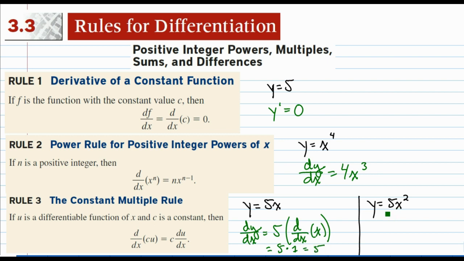Or maybe a better example for that would be over here. y equals 5x squared. I'll take y prime equals, we'll put the coefficient on the outside, 5, and then times the derivative of x squared. And from the exponent rule, the power rule, we'll say that the derivative of x squared is 2x to the first, so in total, 10x.